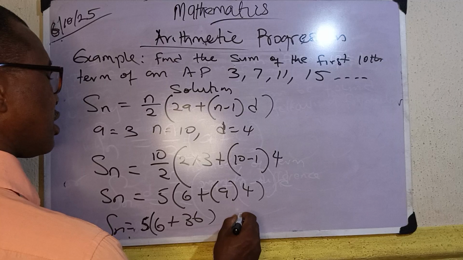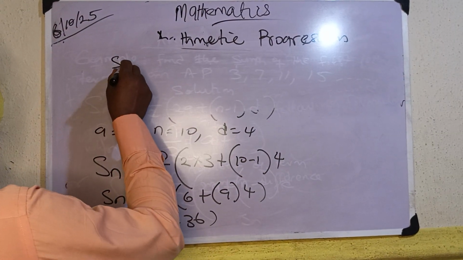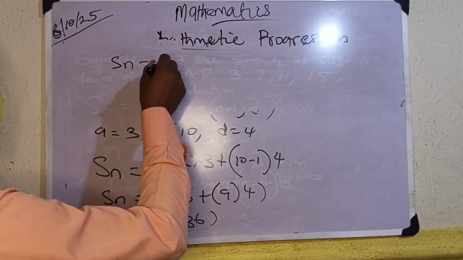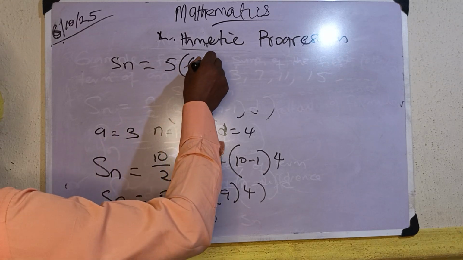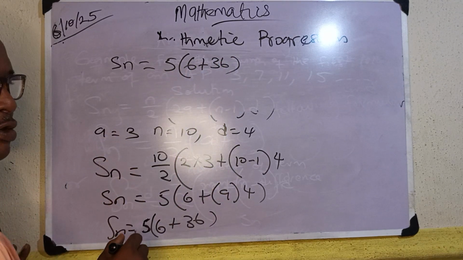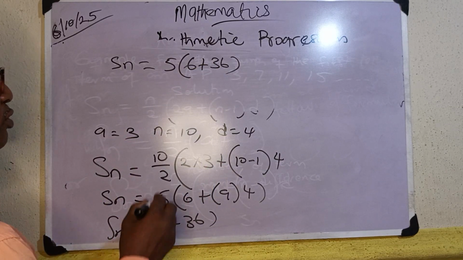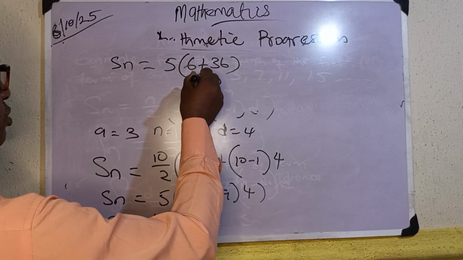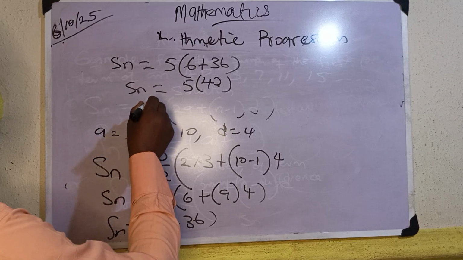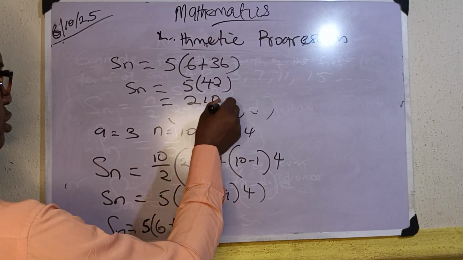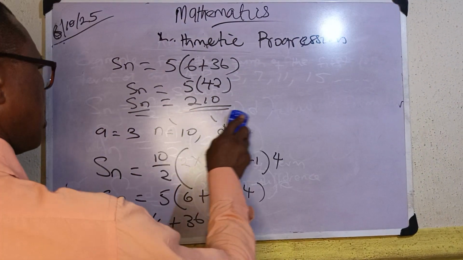Now let me clean this part on the board so you can see. Sn is equal to 5 into 6 plus 36. I'm repeating it. 6 plus 36 is 42. 6 plus 36 cannot be 22, students. It is 42. So 5 times 42 gives us 210. So that is the sum of the AP. That's the final answer.